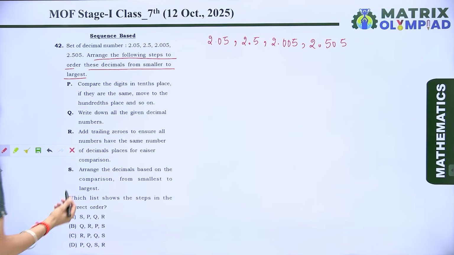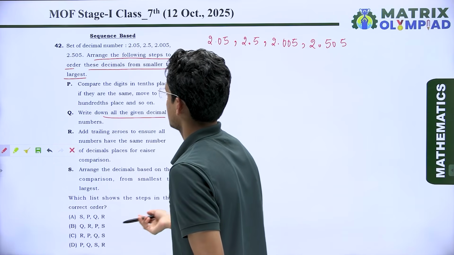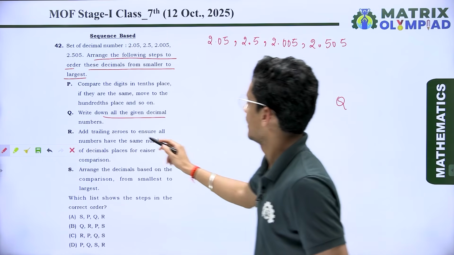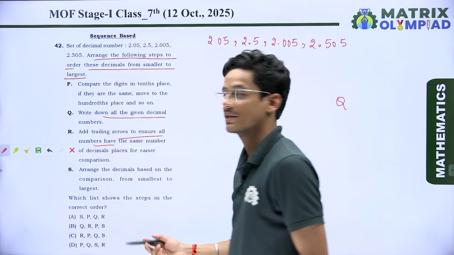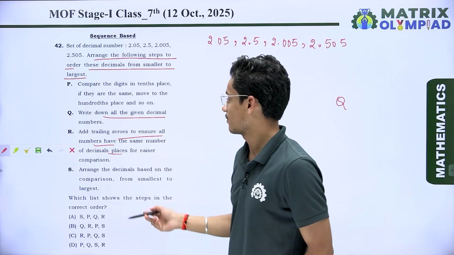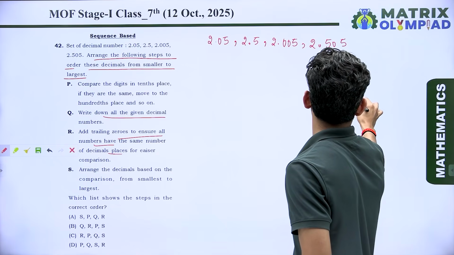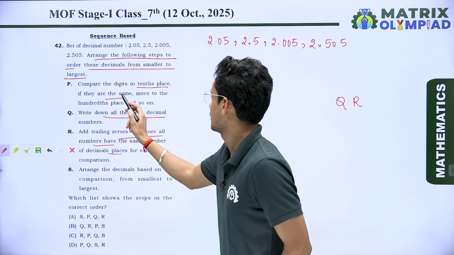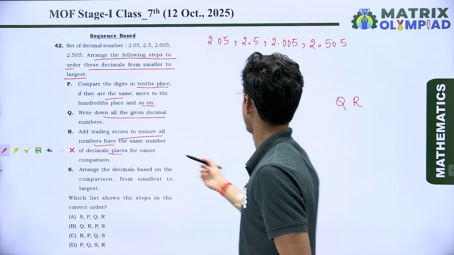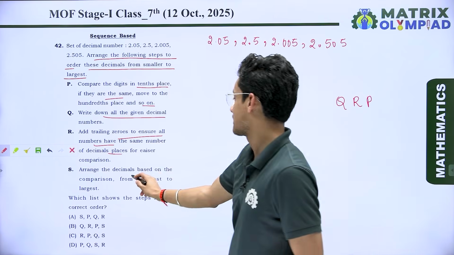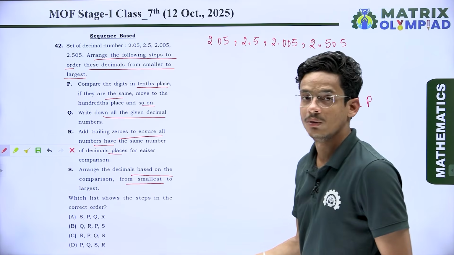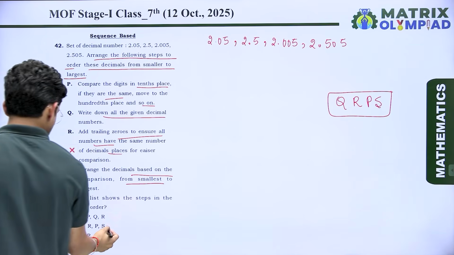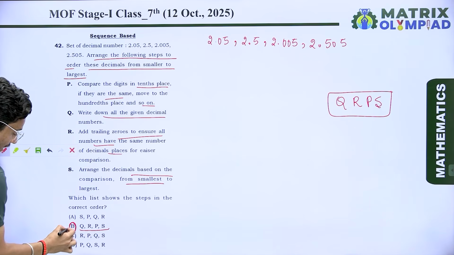Right? So first we write down all the given decimal numbers. So here we take first Q. After writing down all the decimal numbers, then we add trailing zeros to ensure all the numbers have the same number of decimal places for easier comparison. Then we take R. After taking R, we take P, compare the digits in tenths place. If they are same, then move to hundredth place, and so on. Then we take P, and last step we arrange the decimals based on the comparison from smaller to largest. It means then we take S. So the correct order is QRPS. So QRPS here, it means option number B is the correct answer over here.